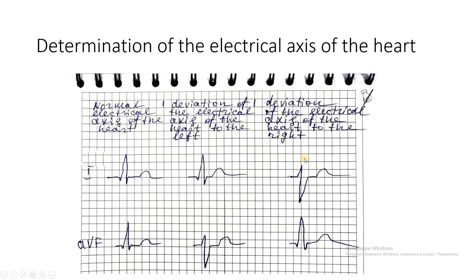And the last one: if in the first lead the basic wave is negative and the basic wave in AVF is positive, we can say this is deviation of the electrical axis of the heart to the right.